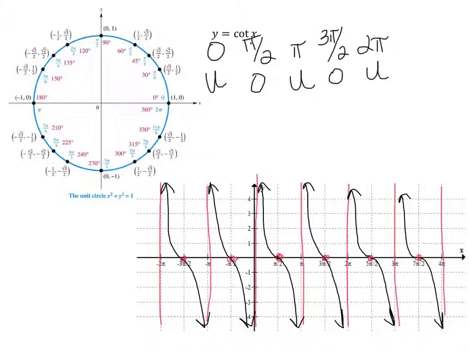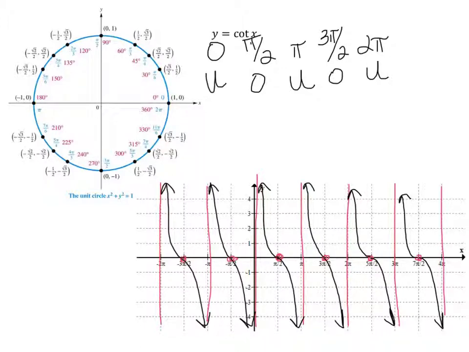Obviously, this looks a lot like tangent. So some key differences that you have to pay attention to. Cotangent has an asymptote at the y-axis. Tangent actually crosses the origin.